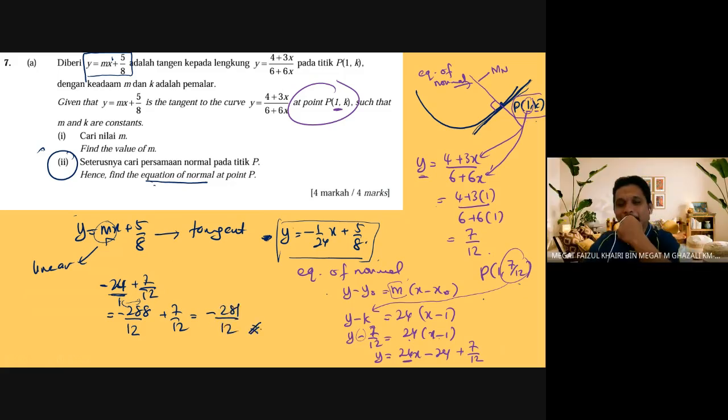There you go. So this is now 24x minus 281 divided by 12. There you go.